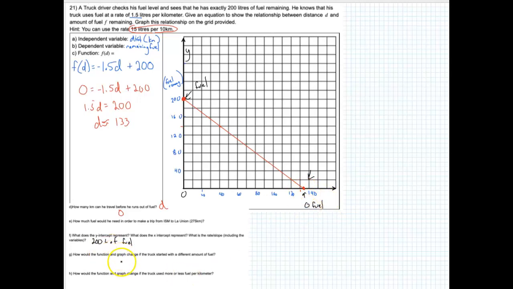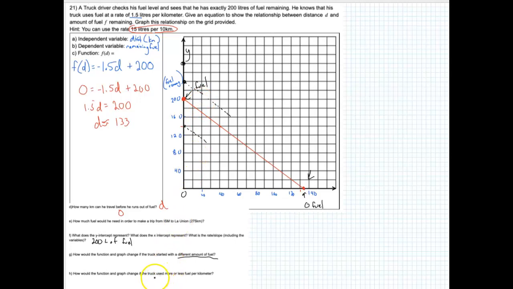How would the function and graph change if the truck started at a different amount of fuel? What if we started at, say, 240, right here? Well, if we did that, the rate should probably be the same, but we would see a different starting point. Or maybe we have even more fuel, or we could have less fuel. See how these lines are parallel? Because they have the same rate of change, we would still be burning fuel at the same rate.